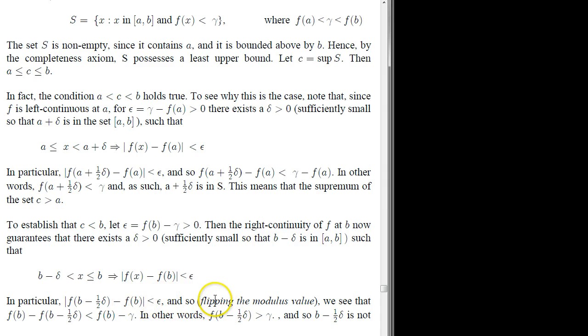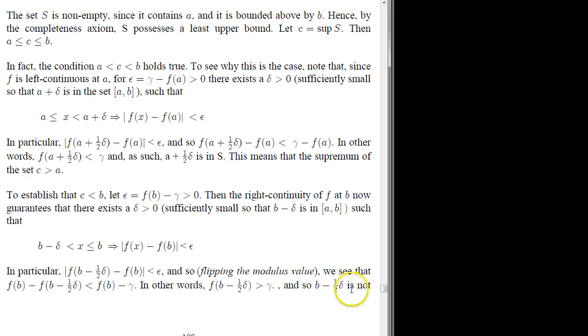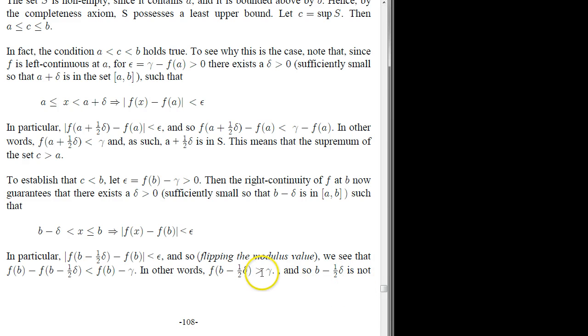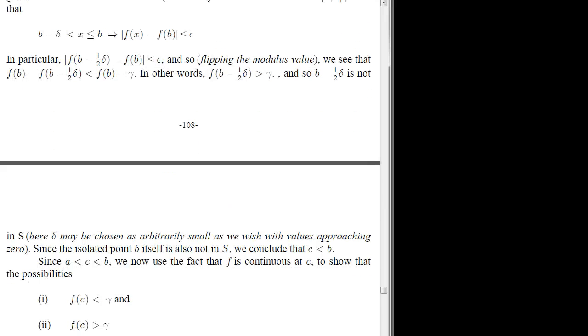And then, because it's a modulus, we can flip the modulus value around and write this first and that second here, and that will be less than epsilon. And epsilon is f of B minus gamma. So then what we can do is cancel the f of B's. There we go. And then times that by minus. We get that. This will flip around to that, positive, and this will become gamma. So f of B minus half delta is greater than gamma. And so, because it's bigger than gamma, B minus half delta is not in S, is it? Because it's not less than gamma, it's greater than gamma.